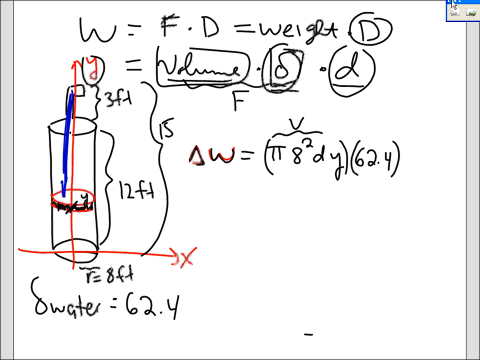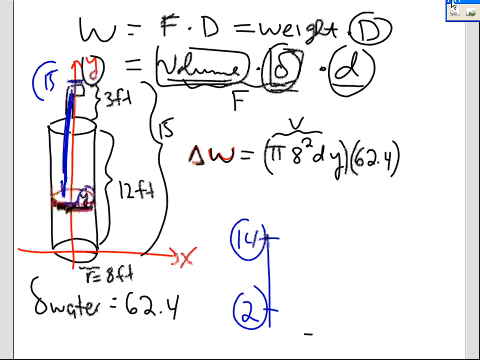And always, along the y-axis, right at the top is 15, and down here it's y. Whenever you want a vertical distance, if you want to know how far it is from 2 to 14, you do top minus bottom. In our case, top is 15, bottom is y. We want to lift it 15 minus y feet.